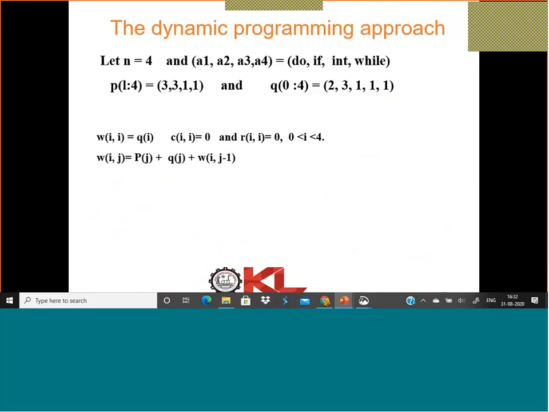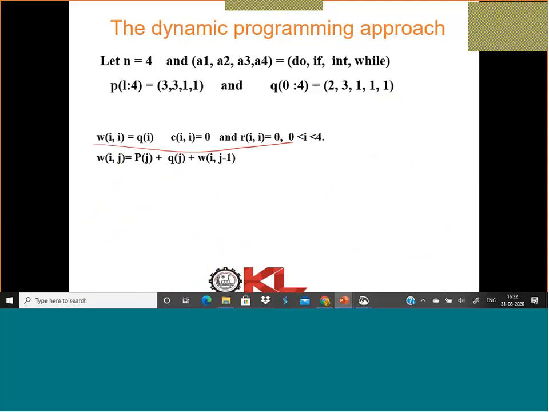What is the cost of the empty tree? C of I comma I is 0, because that is the empty tree. And R of I comma I is 0 because there are no nodes. So that's why the first initialization part is done here.